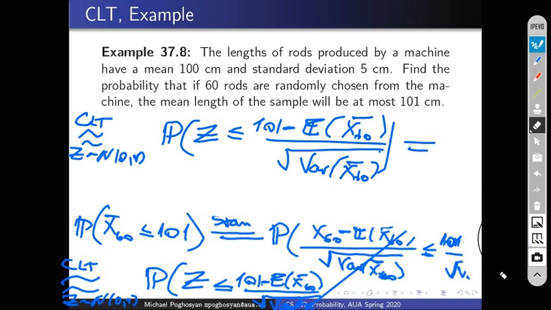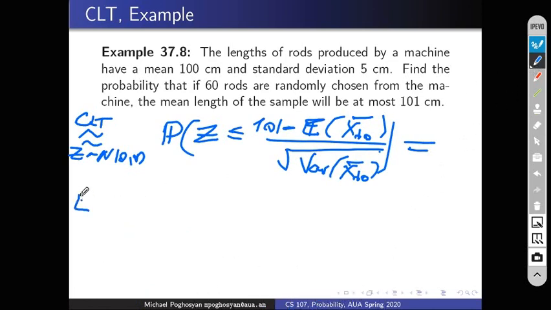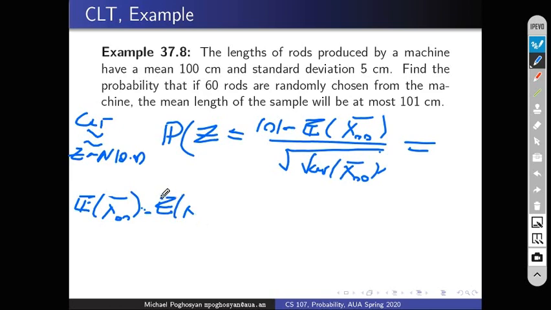So I'm erasing this to have a place. Expected value of x60 bar, sorry, no need to write that bar. Every time I'm erasing, this program is making symbols unreadable. Sorry for that.